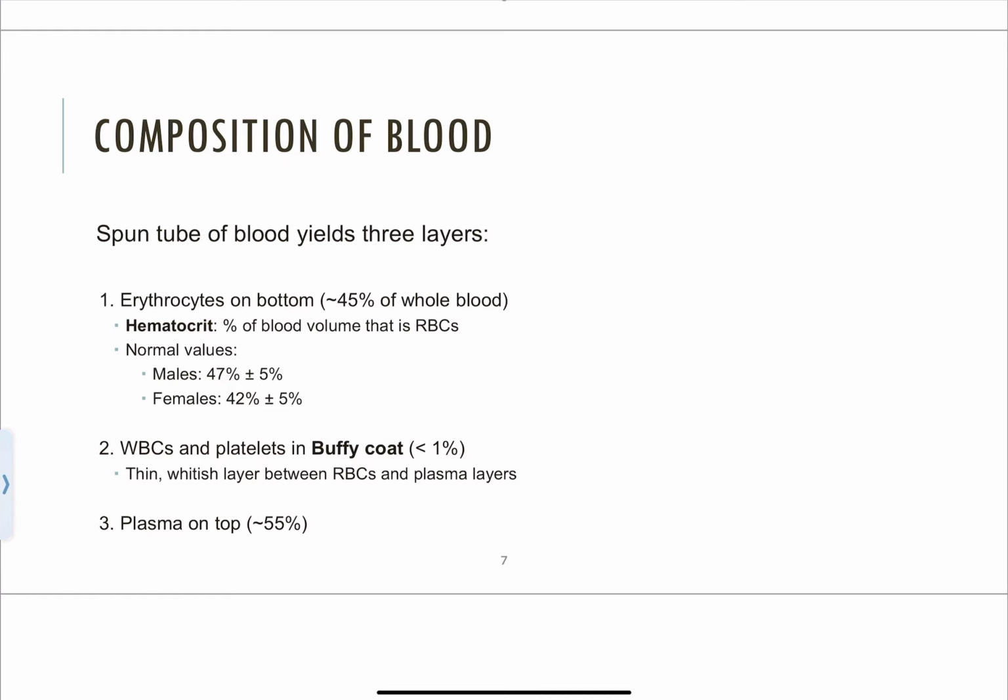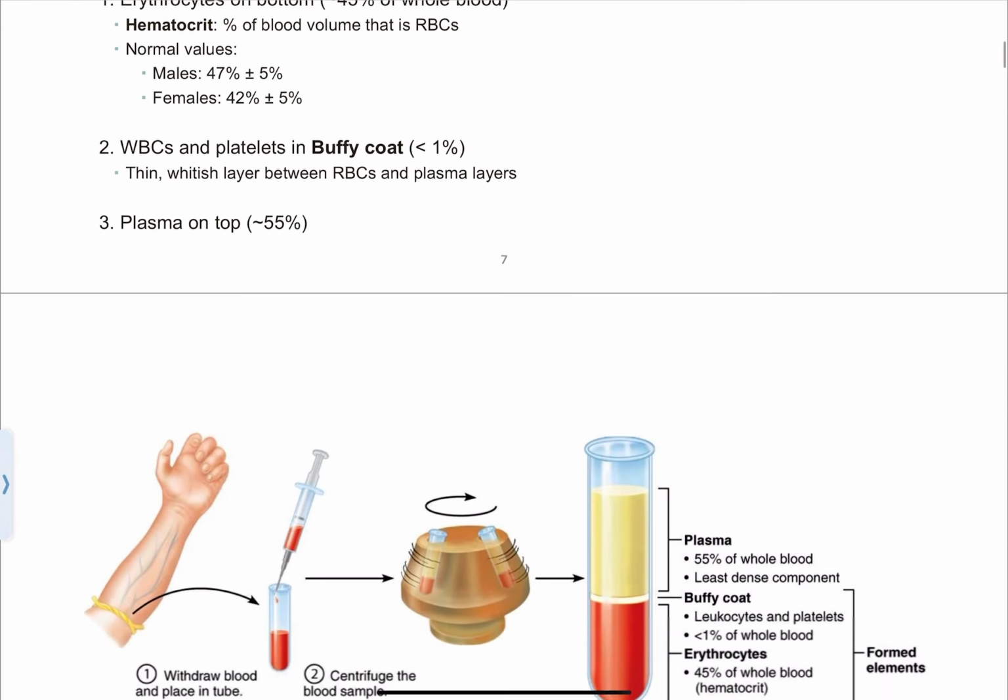Anytime you centrifuge something in order to separate them into distinct layers, how they're layered is based off of their density. So the most dense component is going to be at the bottom, while the least dense component is going to be at the top.